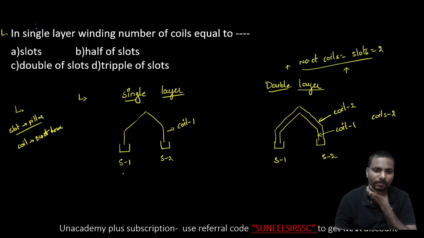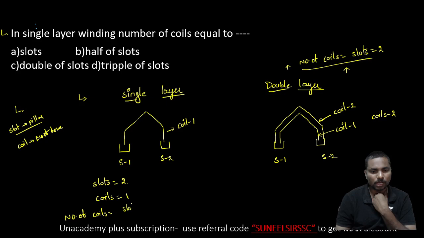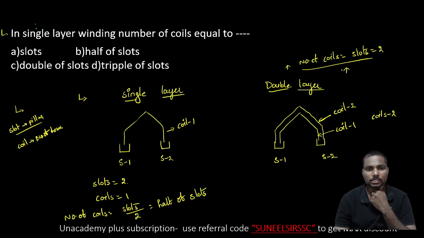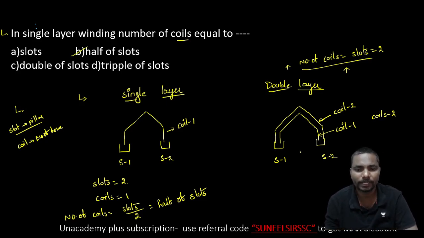So the same equal relation holds in the double layer winding. But coming to the single layer winding, the number of slots is 2, but coils only 1. So if you want coils, you have to divide the slots by 2. So number of coils is equal to number of slots by 2. So 2 by 2 is equal to 1, you are getting coils. That is half of the slots. Only in the double layer winding are slots and coils equal. But in case of single layer winding, 2 slots, 1 coil. Coils are less, so the number of coils is equal to half of the slots. I think all of you are clear about the single layer winding and double layer winding.